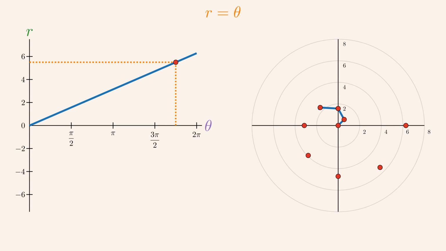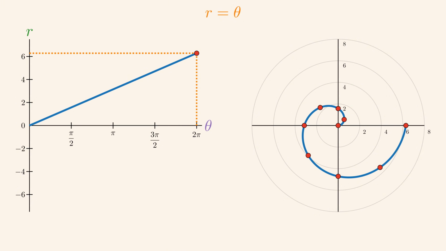Now the spiral shape looks much better, but it would be even better if instead of joining the points with straight lines, we drew a smooth curve. So let's go back to the beginning and draw a smooth continuous curve through the points.